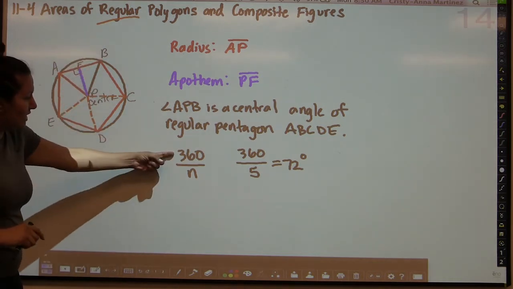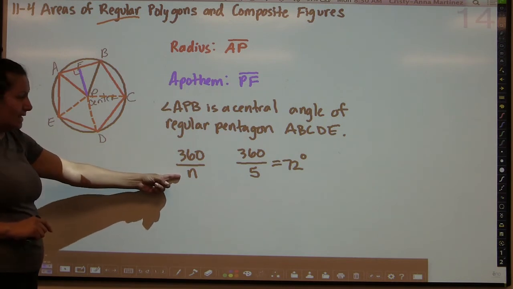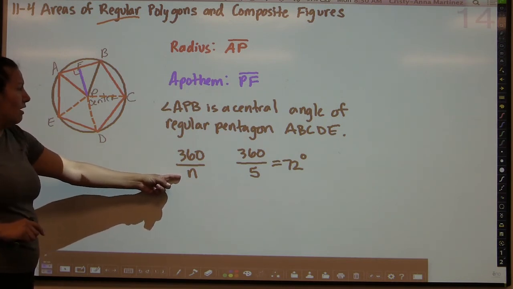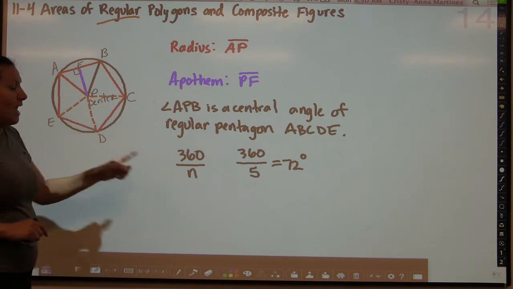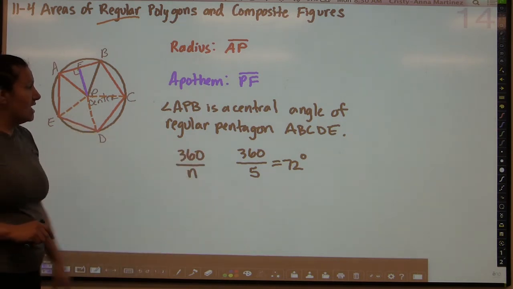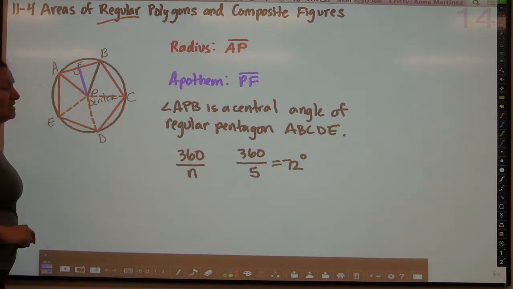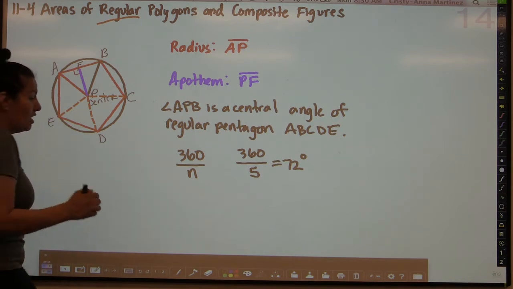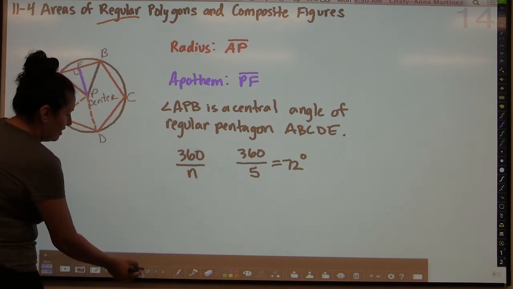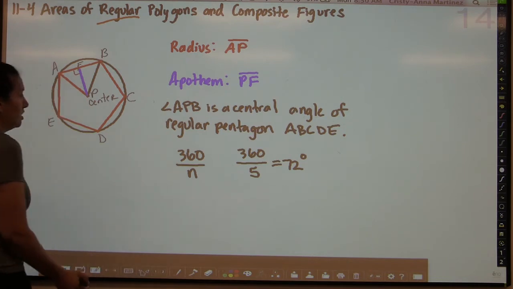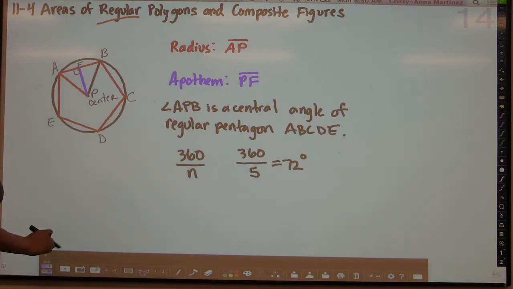So you would take 360 divided by n, the number of sides. It also happens to be the number of triangles that you have, and so 360 divided by 5 in this case, each of these angles has 72 degrees. That would not be so if it wasn't for the fact that it's a regular polygon. So it's good to know how to find that angle measure. We're going to be using that a lot.